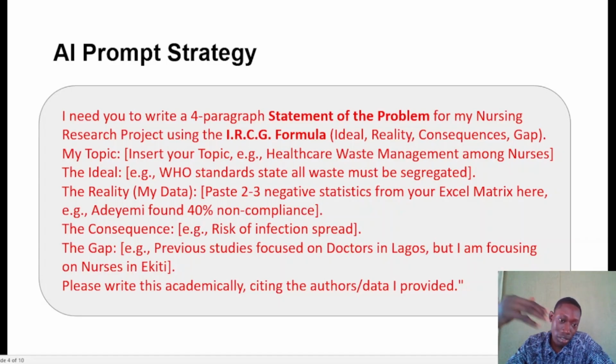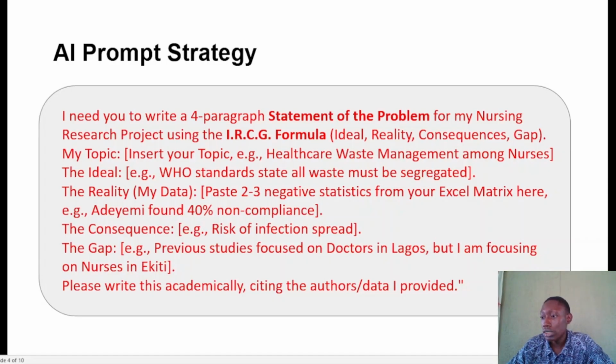Then the consequence, e.g., risk of infection spread. All these things must be with citations. Then the gap: previous studies focused on whatever you are working on. Once you give AI this prompt, it will understand. However, you can further edit it to fit your own if you are not getting the right kind of result. So the last line of the prompt is, please write this academically, citing the authors and data I provided.